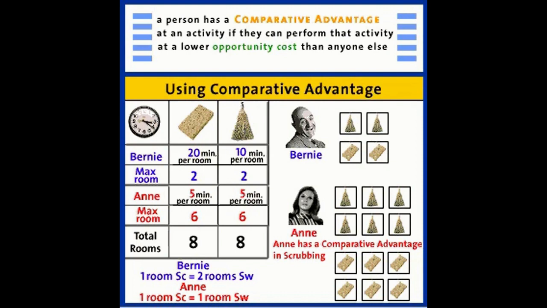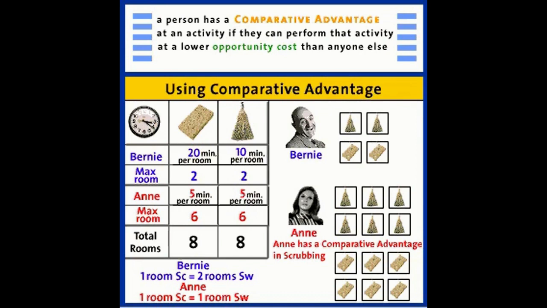Let's suppose Bernie decides to reallocate his time and specialize in sweeping, that is, to do more sweeping and less scrubbing. Why am I having Bernie do more sweeping and less scrubbing? Because scrubbing is relatively expensive for Bernie to do. He doesn't have a comparative advantage in scrubbing. He would like to work out a deal where Ann does more scrubbing because her cost is lower. Bernie will do more sweeping because his cost for sweeping is lower.